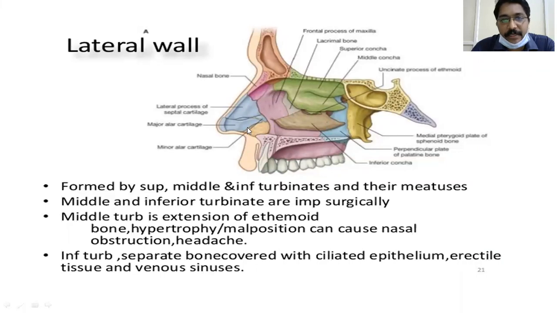You can see this is the inferior turbinate, this is the middle turbinate, this is the superior turbinate. You know what structure opens into the inferior meatus? The nasolacrimal duct opens into the inferior meatus. The middle meatus is very important surgically also. There are a lot of sinus openings in the middle meatus: the frontal sinus, maxillary sinus, and anterior ethmoid sinus all open into the middle meatus. In the superior meatus, the posterior ethmoid sinus opens. What is this? The sphenoethmoidal recess. The sphenoid sinus opens into the sphenoethmoidal recess. I'll tell this endoscopic anatomy next class.